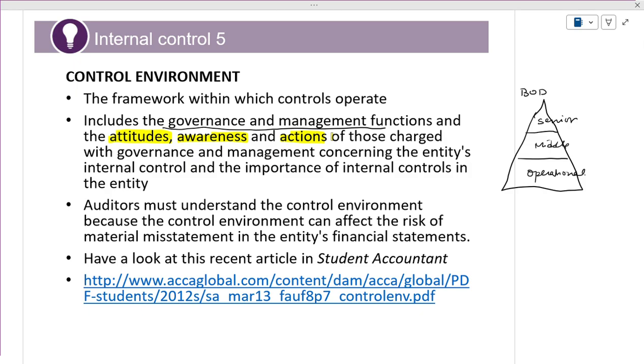Three things are very important: the attitude, the approach, awareness. You should be aware about controls, and what are the actions you are doing. And the management concern for the internal controls and importance of internal controls. See, management has to give weightage to the internal controls. That is the reason we say that it is the leadership. Leadership at every level.